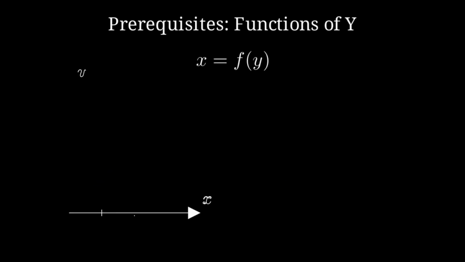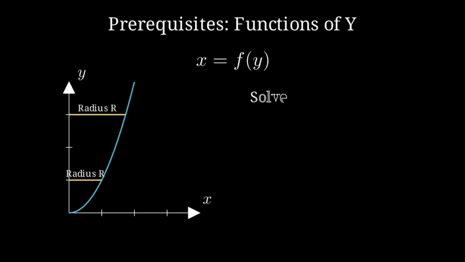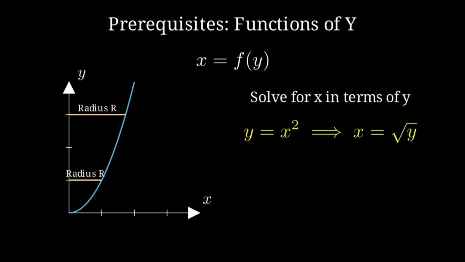Before we begin, remember that for y-axis rotations, our functions must be in terms of y. If you are given y equals x squared, you must rearrange it to x equals the square root of y. This horizontal distance from the y-axis to the curve represents the radius of our circular slices.